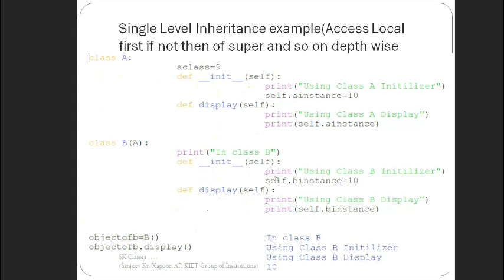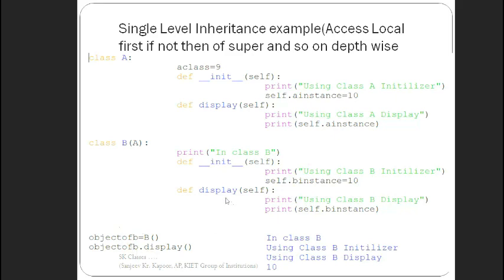Now which initializer would be called? We are generating an object of class B. So as per the standard rule, it will first look for the initializer in the local class. If it is there, that would be executed. If it is not there, then the initializer of the inherited class will execute. But in this case we already have an initializer for class B. This is the output: we are in class B, then "using class B initializer" is printed, and after that this instance is initialized.